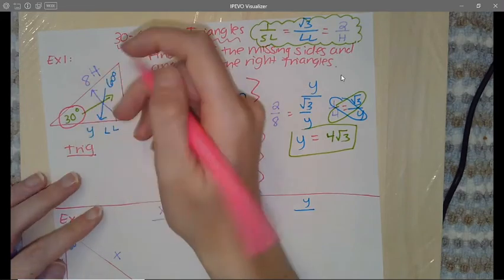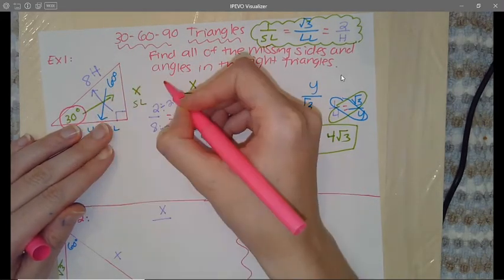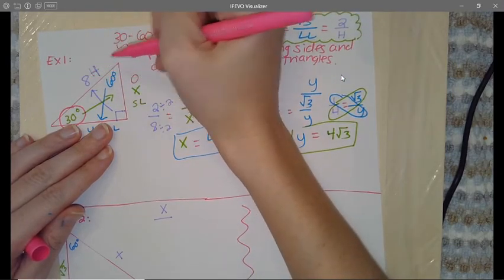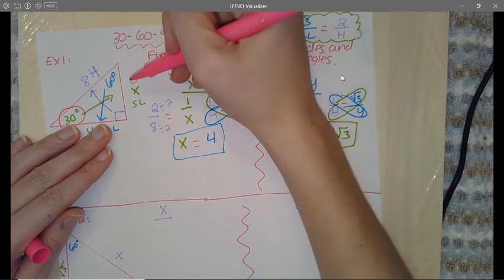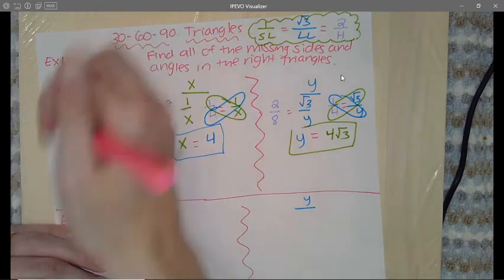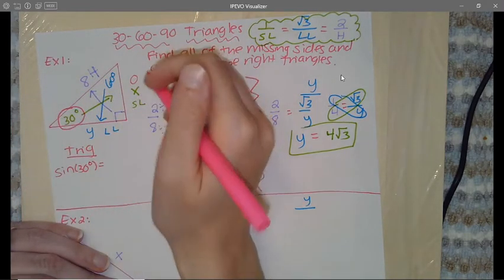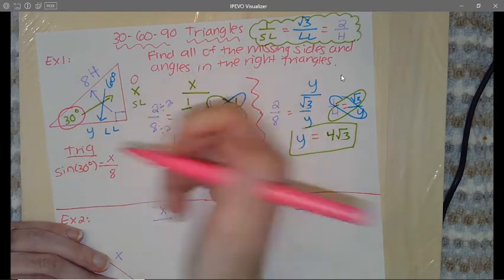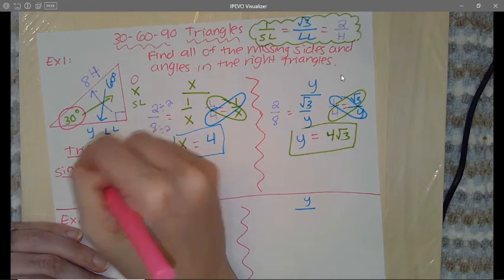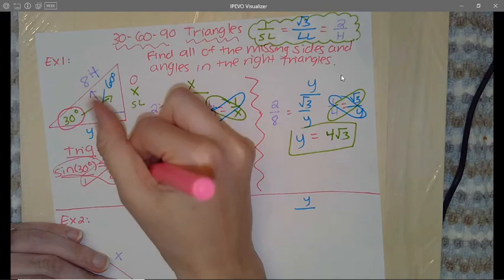Okay, so I'm going to start by solving for x first. So x is the side across from my 30-degree angle, so it's the opposite side. 8 is the hypotenuse. So which trig function has an opposite and a hypotenuse? Well, that would be sine. So I could say sine of 30 degrees equals x over 8. And if I put that over 1, I could cross multiply. So I get x times 1 is x, and that would equal 8 sine of 30.